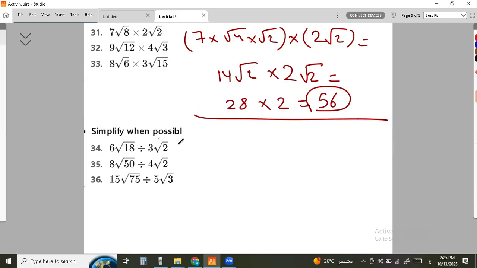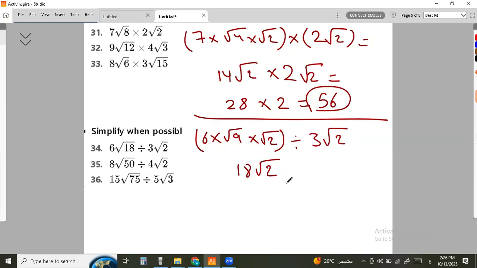Again with the next question. Question 32, or let's take 34, which is the same multiplication and division. We handle it the same way. So here it is going to be 6 times root of 9 times root of 2. But what am I going to do about it? Divided by 3 root of 2. So 6 times 3 is 18 root of 2.